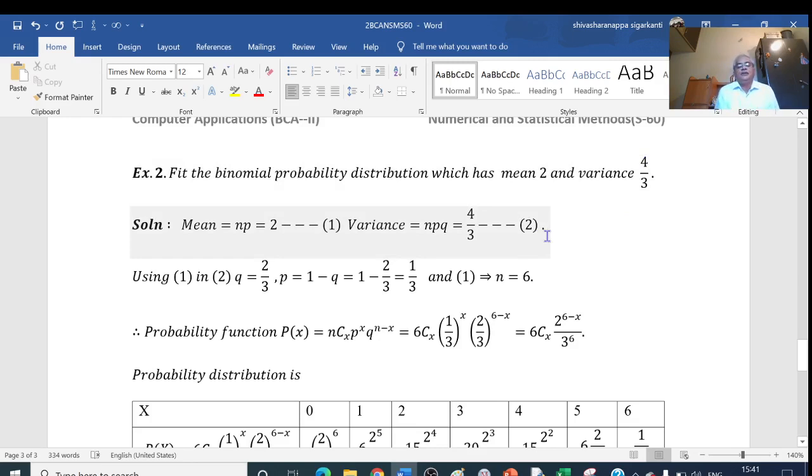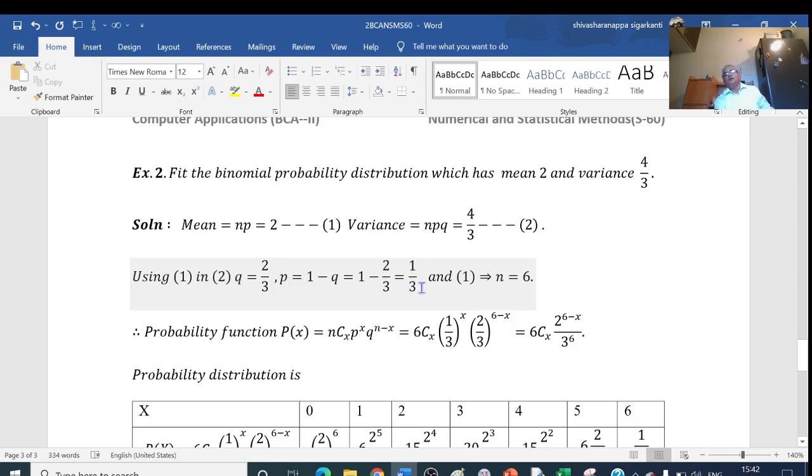So we have to solve these two equations for n, p, q, right? See, using 1 in 2. In 1 we have np equal to 2. Substituting here np equal to 2, 2q equal to 4 by 3. q equal to 4 by 6. q equal to 4 by 6 means this is 2 by 3. So we have got the value of q here. And what is p? p is nothing but 1 minus q. This is 1 minus 2 by 3. This is 1 by 3. So we have got the value of p. We have got the value of q.